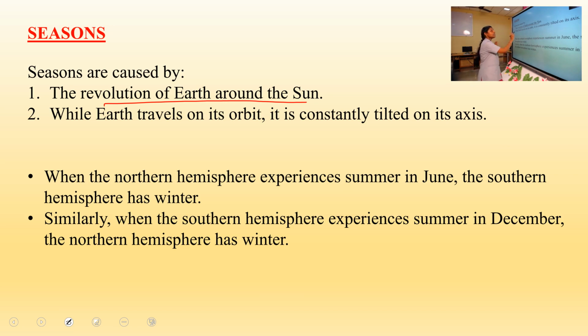The second reason: while the earth travels on its orbit, it is constantly tilted on its axis. Look, the earth is revolving around the sun, and together with that, it is constantly tilted. That tilt is not changing. In the previous class we have studied, the earth is tilted to about 23.5 degrees. So it is tilted on its axis and it is not changing the angle but only the direction, as it moves in its elliptical path.